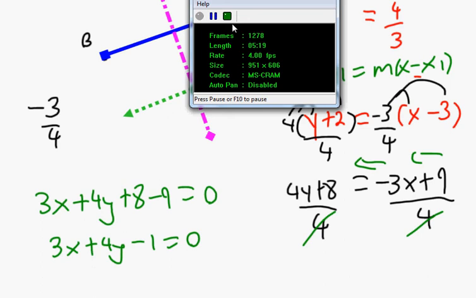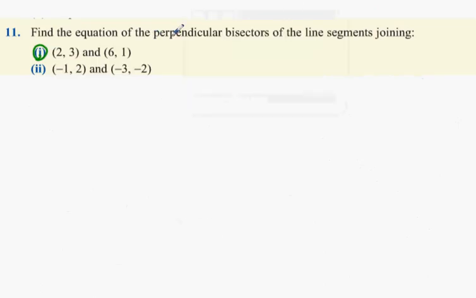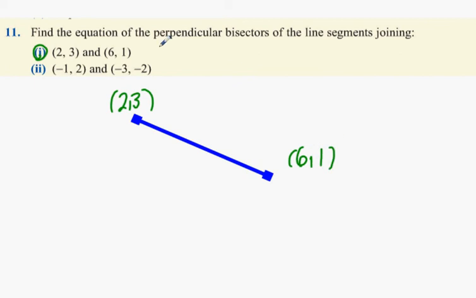Who got that one? Part 1 is find the equation of a perpendicular bisector of the segment joining 2, 3 to 6, 1. Now 2, 3 to 6, 1 will look something like this. 2, 3 will be up here, and 6, 1 will be down here. What does perpendicular bisector mean, if anybody remembers? You get the midpoint, and then what you say, Lee? Hits that at 90 degrees. So just slightly off there, and there we go.